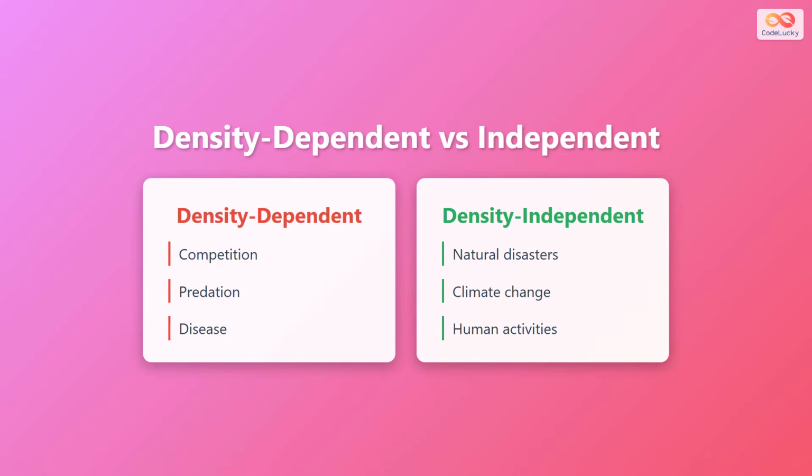Density-independent factors affect populations regardless of their density. These include natural disasters like floods or fires, climate change, and human activities such as habitat destruction. These factors can drastically alter carrying capacity without being influenced by how many organisms are present.